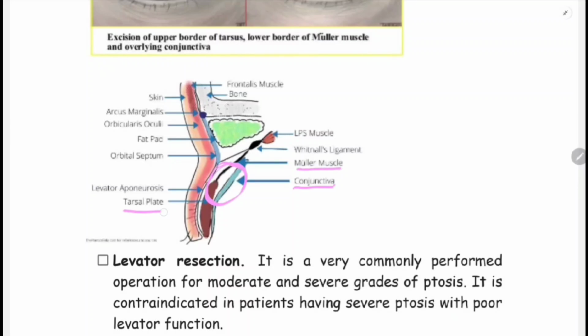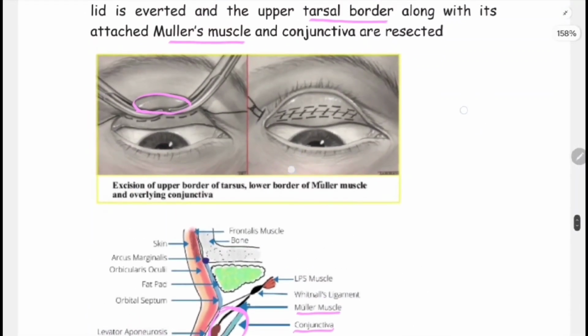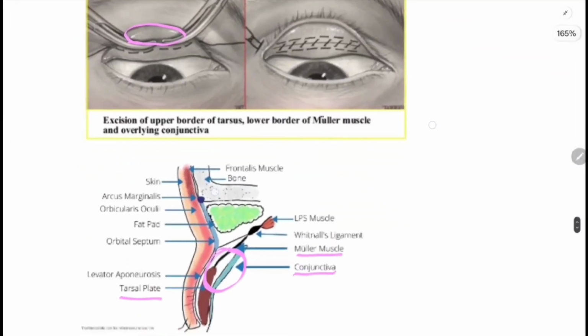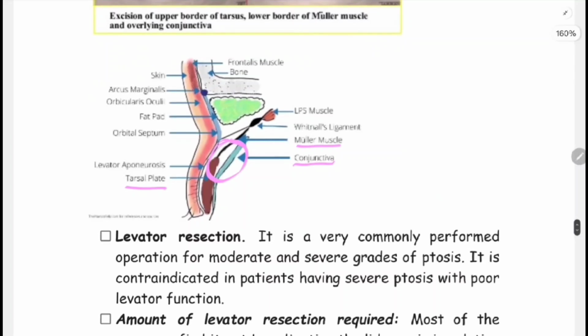Conjunctiva, Müller muscle and the tarsal plate are resected. The lid is everted and the tarsal border along with its attached Müller muscle and the conjunctiva are resected, in case of the Fasanella-Servat procedure.